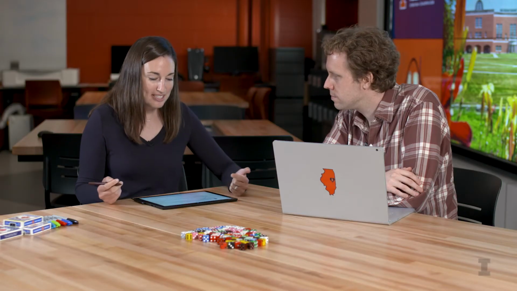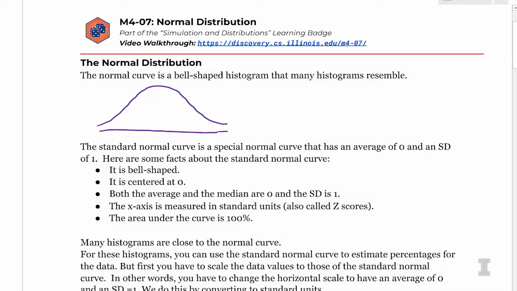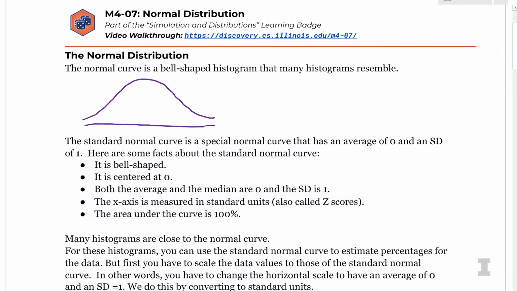So I'm gonna today talk about the standard normal curve. And it's important to make this distinction between just a general normal curve and the standard normal curve. So the standard normal curve is a special kind of normal curve. It looks the same, it's still bell-shaped. The only thing is it is set to have an average of 0 and an SD of 1.